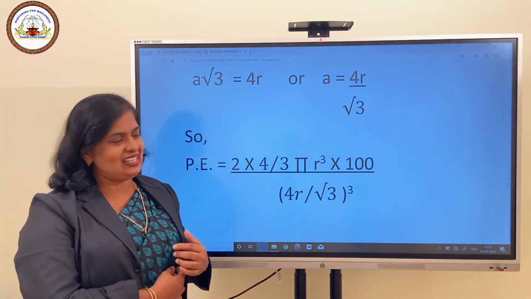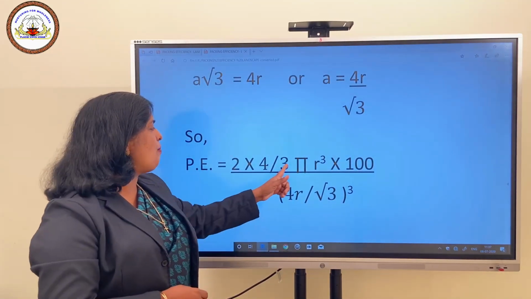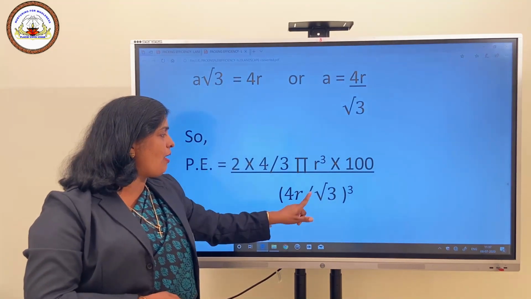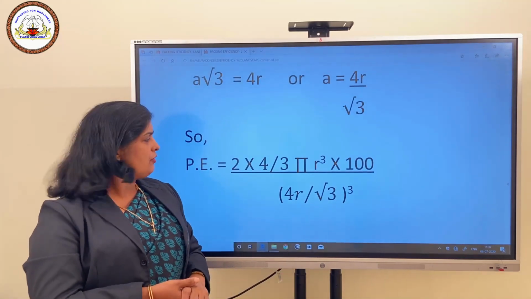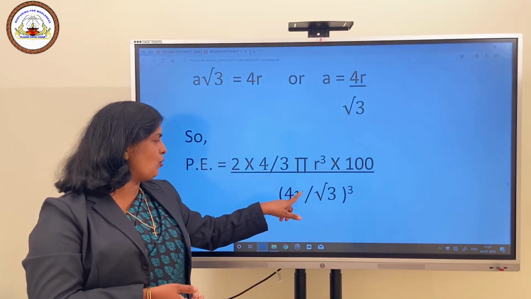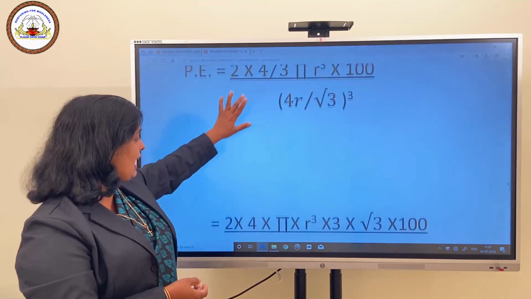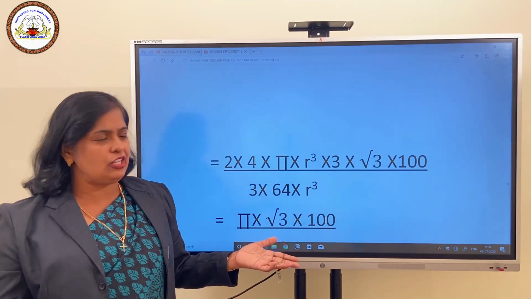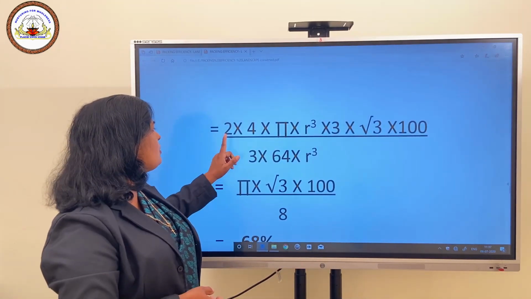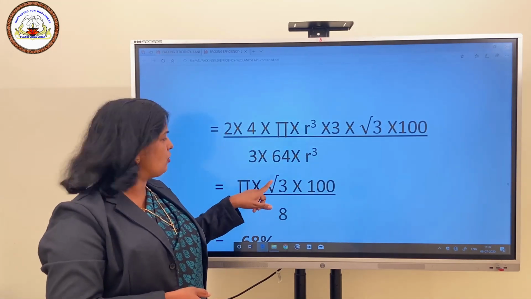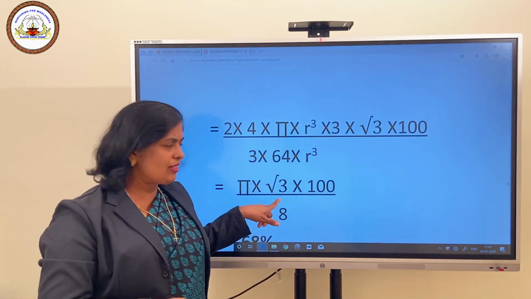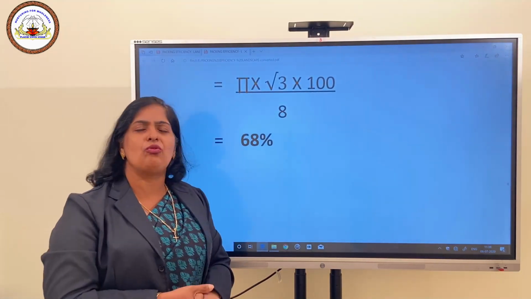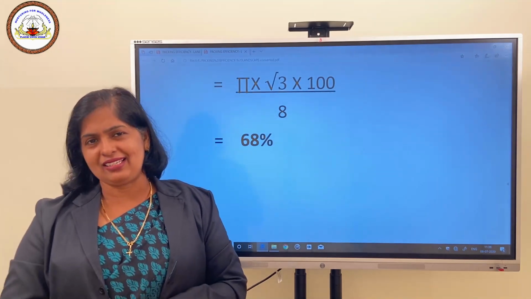So packing efficiency is equal to 2 into 4 by 3 pi r cube into 100 divided by 4r by root 3, the whole cube. We can cancel r cube, so we can reach a constant value. On substituting these values, pi 3.14, root 3 1.732, into 100 by 8, we will get a constant value of 68%.